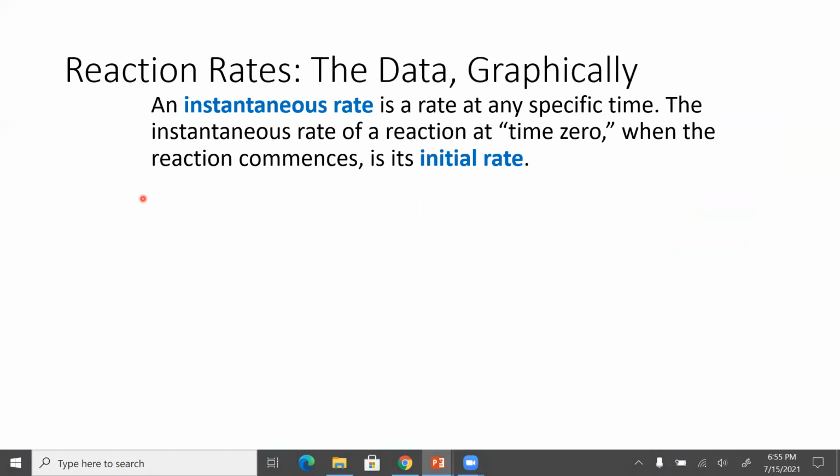So let's look at this graphically, and there are two things we're going to look at. When we talk about instantaneous rate, it's the rate at an instant in time, or it's the rate at a specific time during the reaction. And oftentimes we talk about the initial rate of the reaction, and that's just the instantaneous rate at time equals 0, or the instantaneous rate as the reaction just starts to proceed. And that's good for comparing different trials.